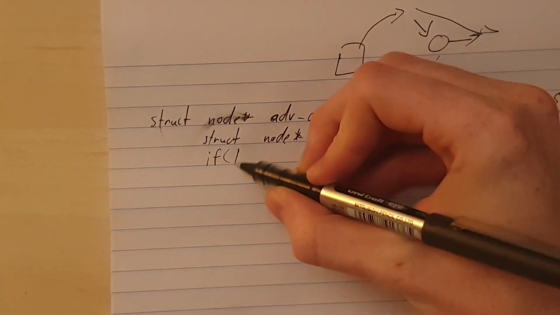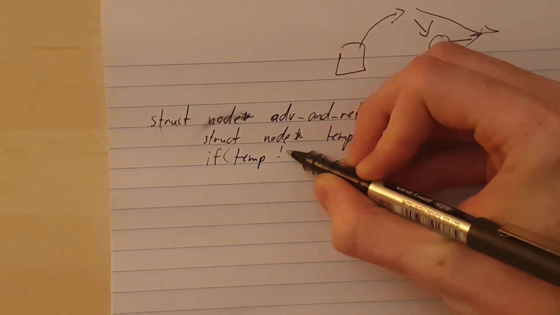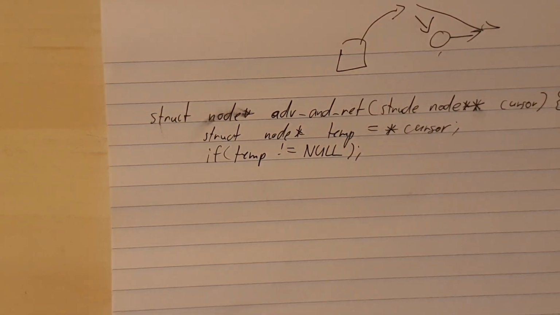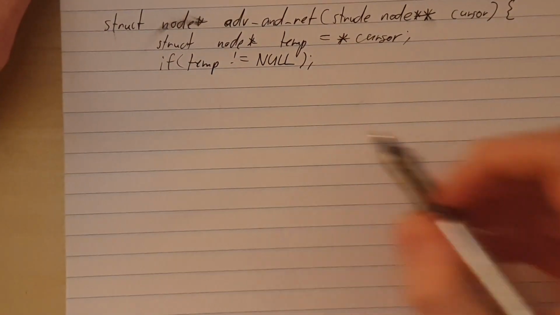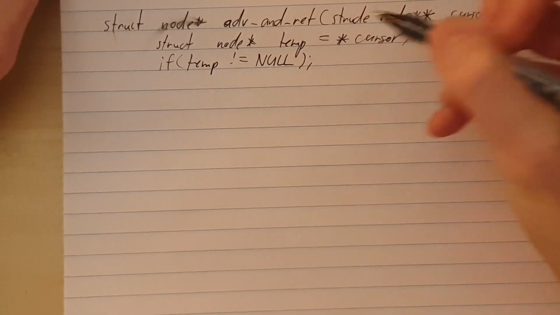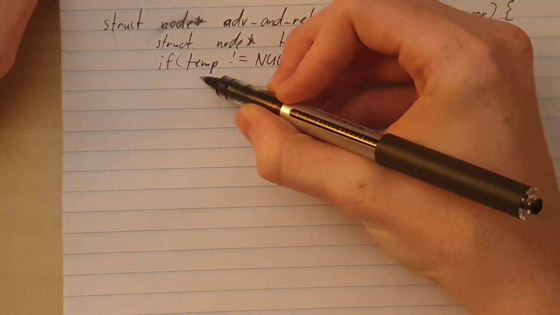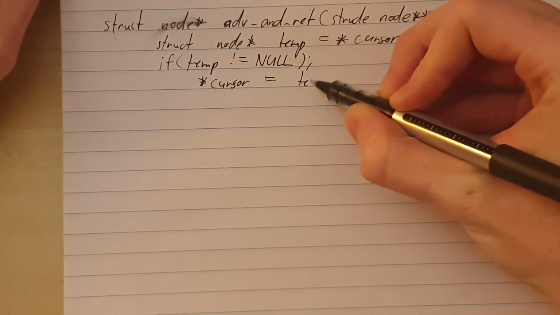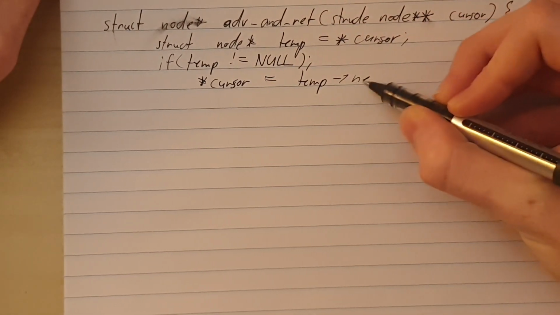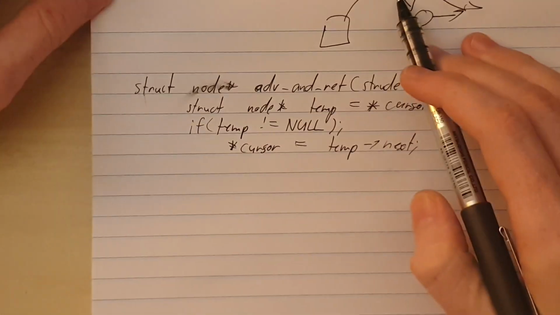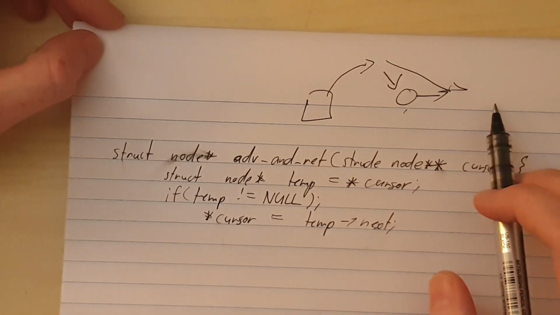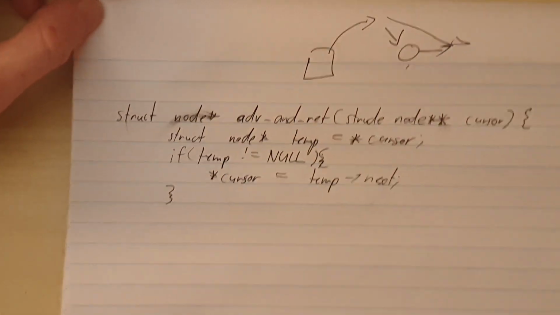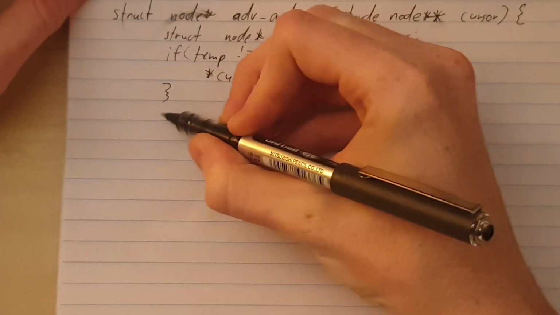Okay? But if I do have a temp, if temp is not equal to null, I'm going to want to set the value at cursor to be equal to temp next. So I'm going to update my cursor so it points to the next value. Seems fair enough. Oh, this should be a squiggly bracket. Sorry, it's a little late. Okay, and then after that, I just want to return temp.